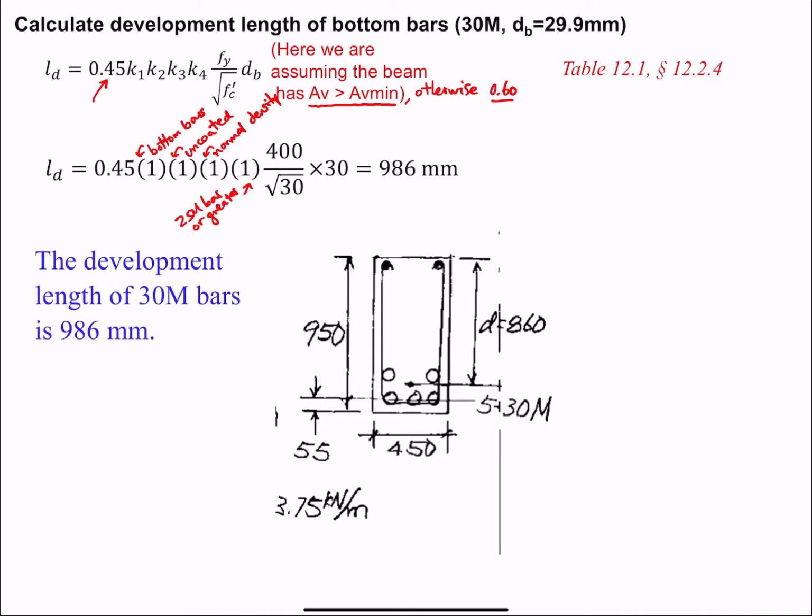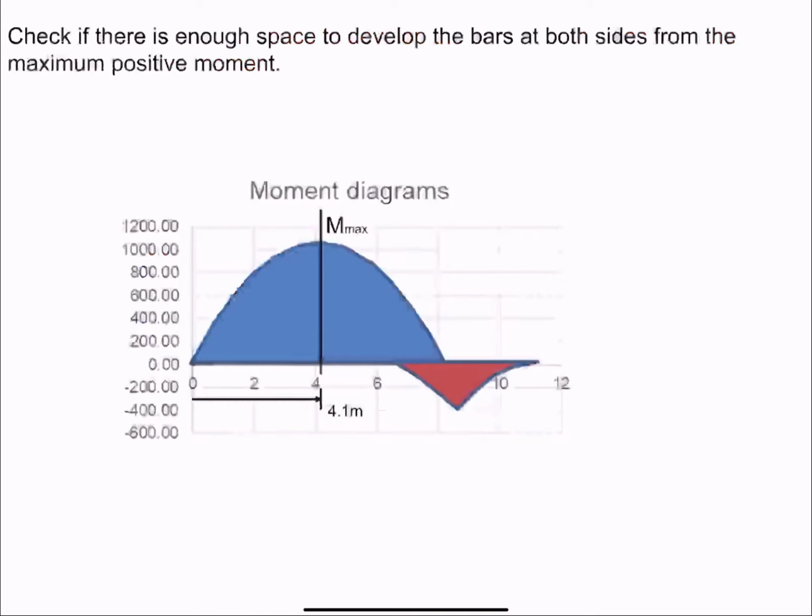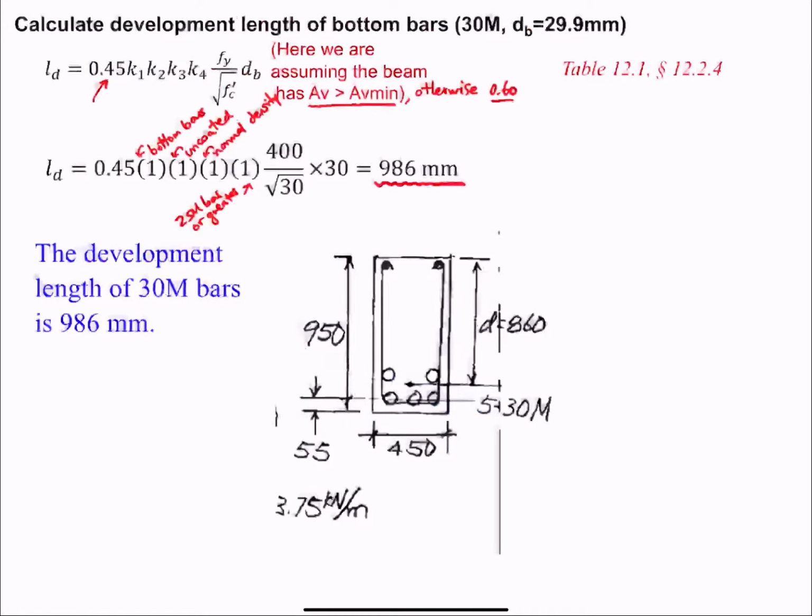When we plug numbers into this equation, we obtain that the development length for a 30M bar located at the bottom of this beam is 986 millimeters. So the development length of these 30M bars is 986 millimeters. That's an important value because we're going to be checking development and then do the curtailment. Development is something that we have to check.